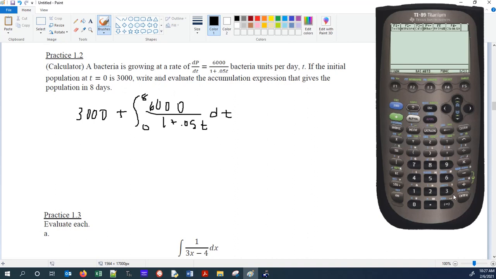All right, so let's type it in. We have 3,000 plus the integral of 6,000 divided by 1 plus 0.05t. We'll be doing t from 0 to 8. All right, make sure you check that this looks like what you want it to look like, and it looks like it's going to be 48,714.3. Now, if we want to get 3 decimal places, you want to go up there, highlight that, and press Enter. And so you can see actually 2.86 is what I should be having here. So I'm going to erase that 3. 2.86.